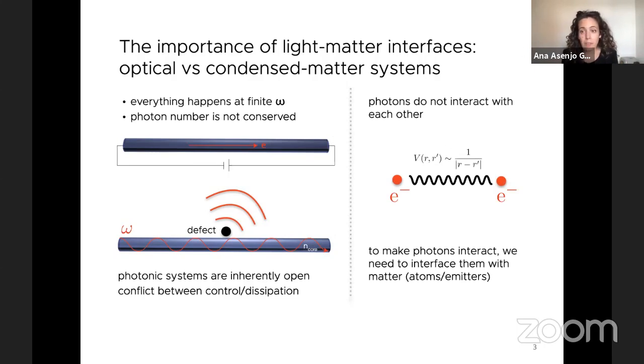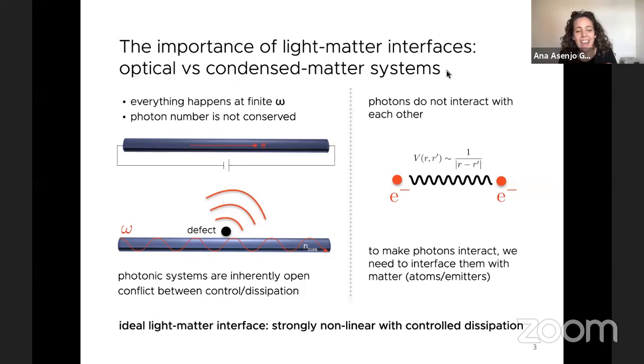There is another clear difference, that is that photons do not interact with each other. And so that's very different from the typical electronic system. To make photons interact, we have to interface photons with matter in the form of atoms or other kinds of quantum emitters. Taking into account these two important points, one can think about the key ingredients for realizing an ideal light-matter interface. Ideally one would like to have a light-matter interface that is strongly nonlinear, such that photons interact with each other, and this would enable applications, for instance, for quantum information processing, and at the same time where dissipation, even if it exists, is controlled.